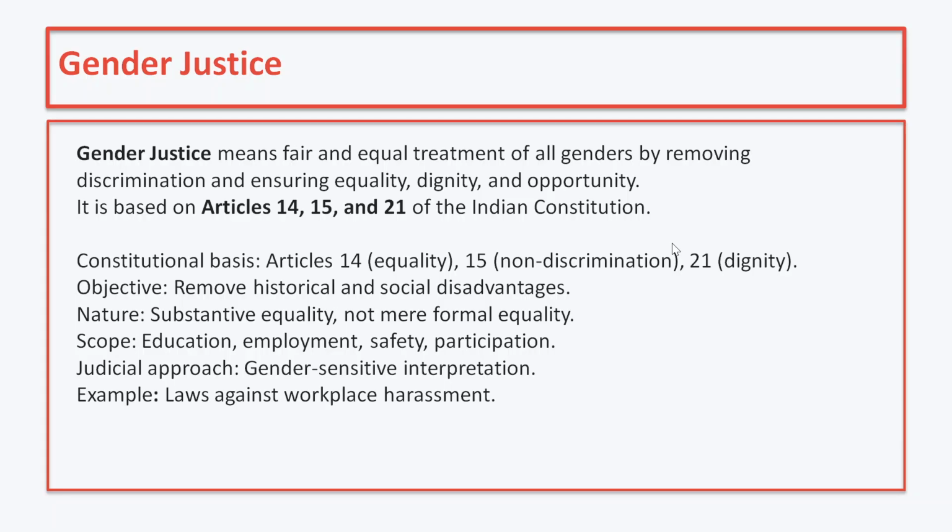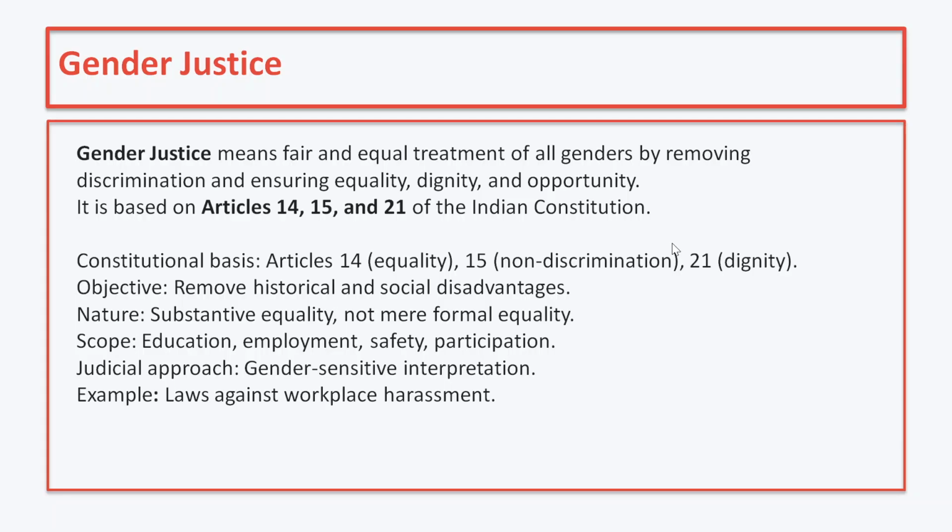Article 14 talks about equality before law, and Article 15 says the state shall not discriminate. Article 21 talks about living with dignity. When we put these three together, we get an idea of gender justice. Gender justice does not mean giving unnecessary advantages. It means removing disadvantages that already exist.